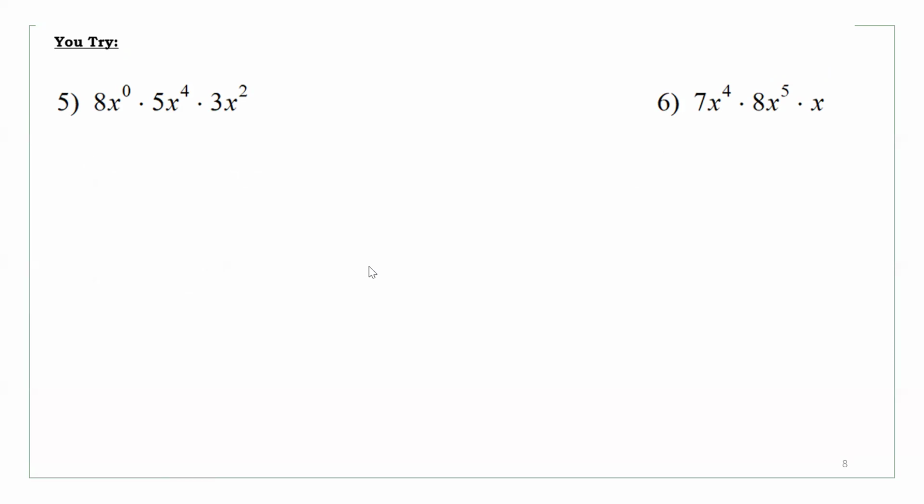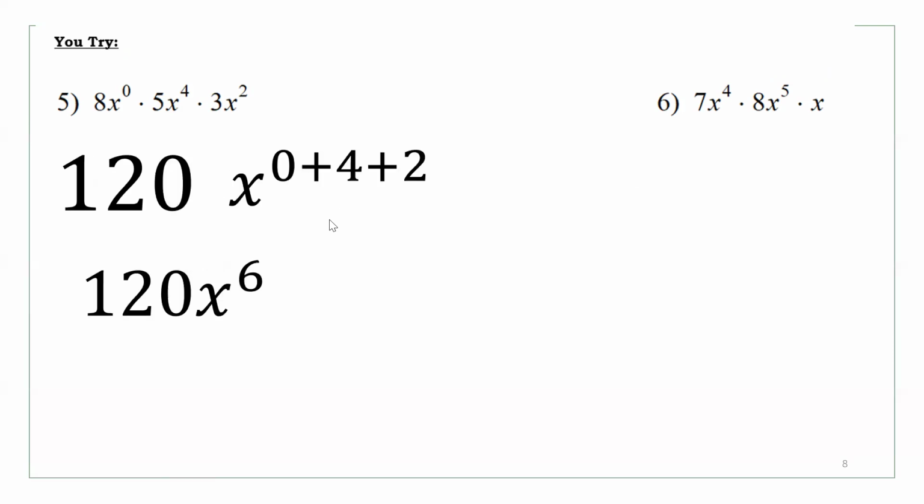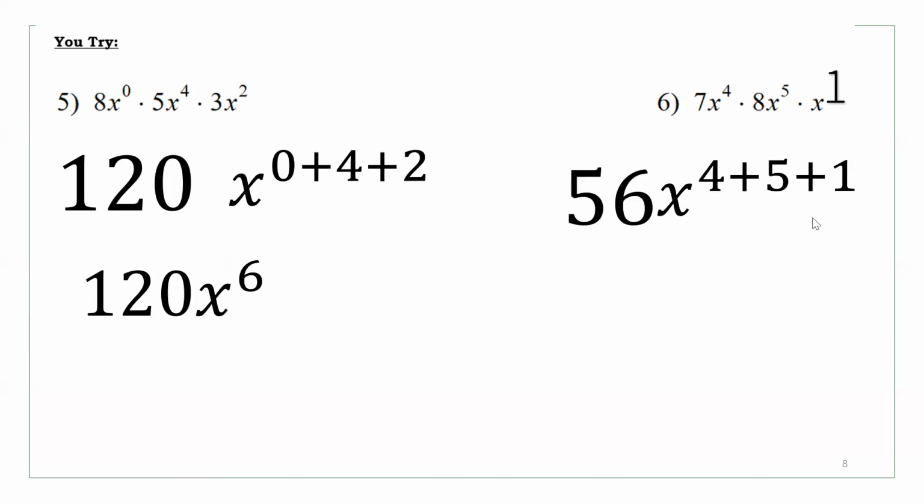All right, 8 times 5 times 3 is 120. We'd end up with 0 plus 4 plus 2, which is x to the 6. So 120x to the 6. In this one right here, hopefully you added your 1. 7 times 8 is 56. 4 plus 5 plus 1 is 10. So 56x to the 10th.